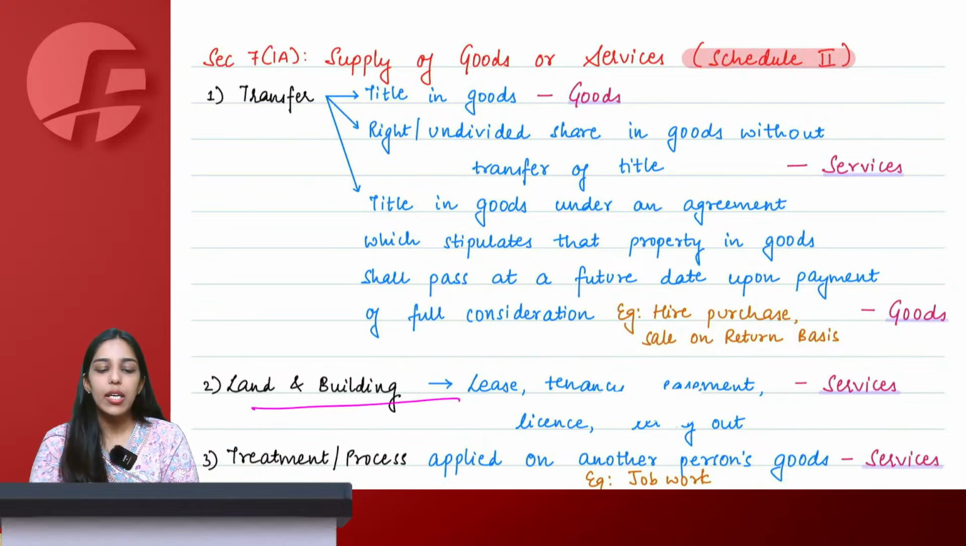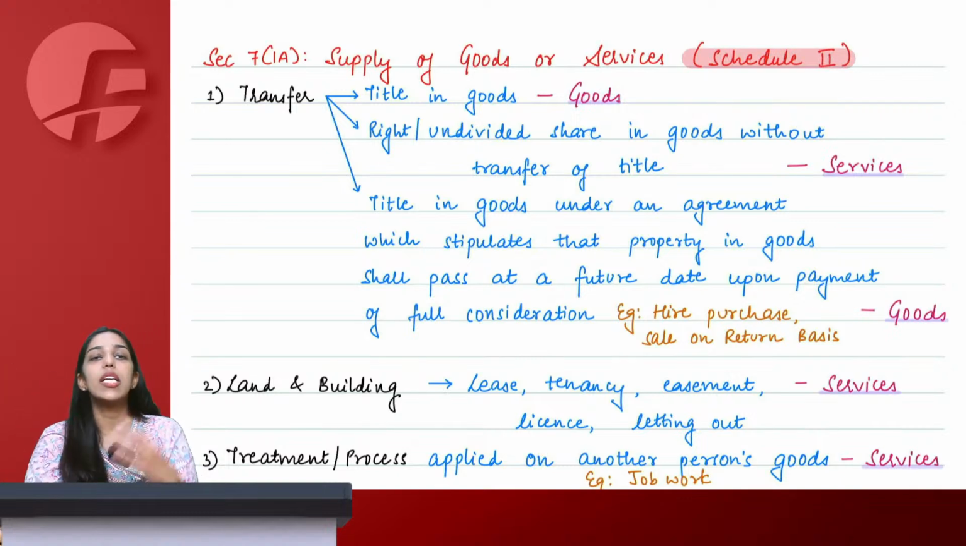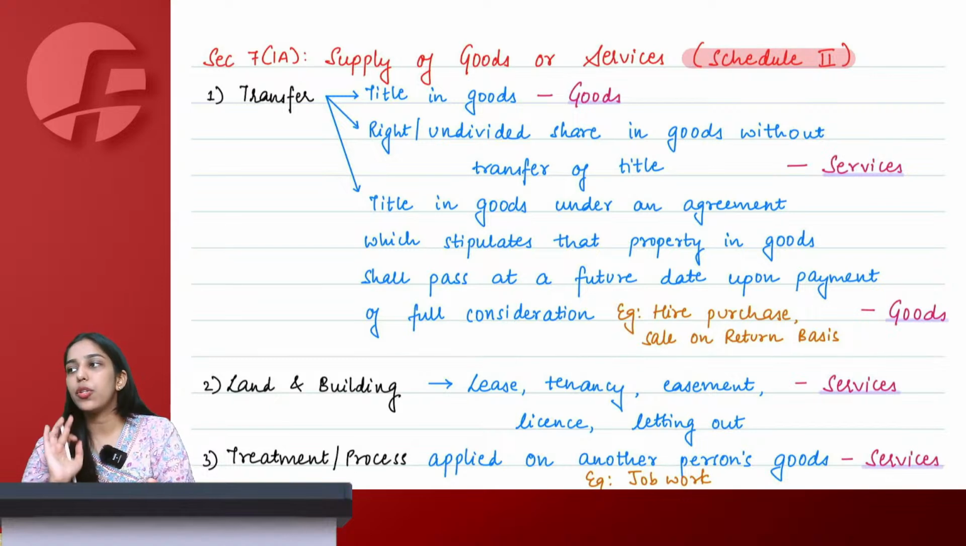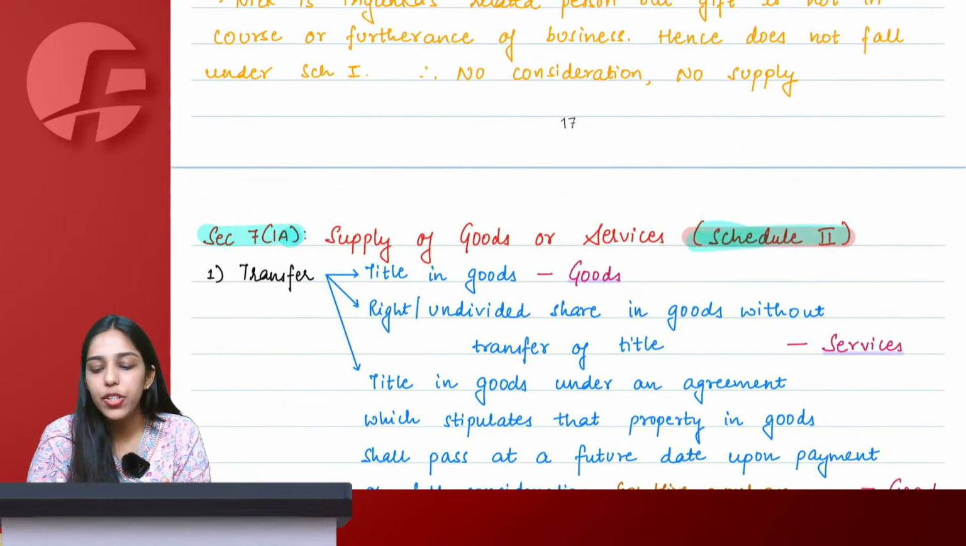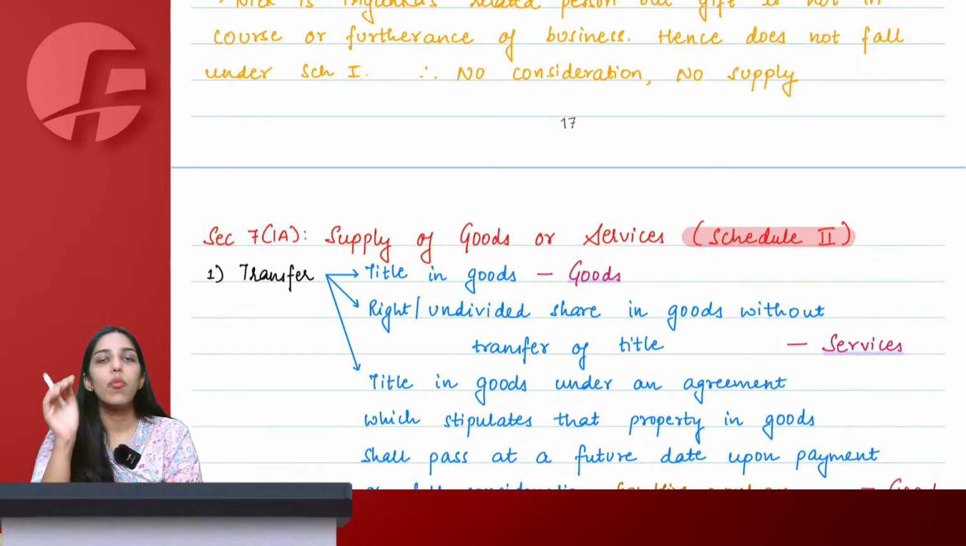It is service. Transferring title, it is goods. Giving only possession, it is service. We already know this, but still we are going to cover everything. So section 7(1)(a), read with Schedule 2, which simply tells us what is goods and what is services.